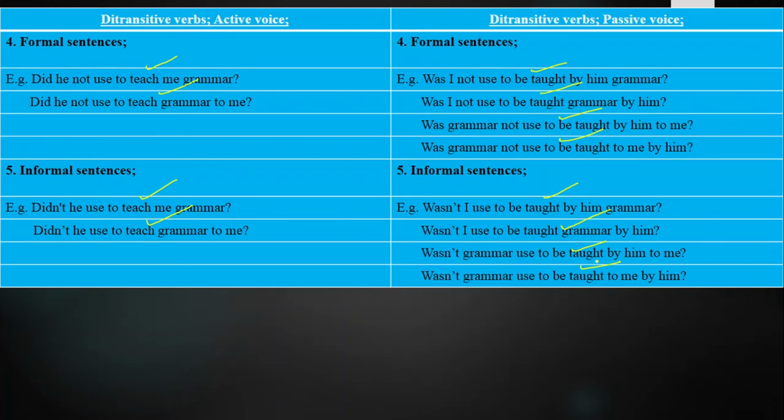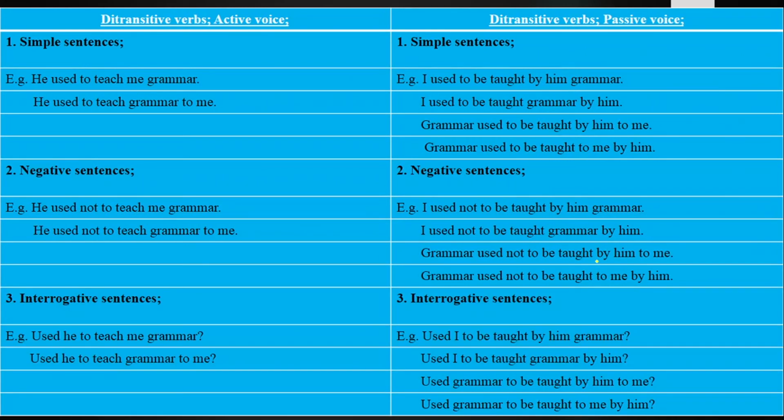Now we will make the sentences of used to as a modal auxiliary verb, and if it is a modal auxiliary verb, I prefer this structure of sentence to be written. Like we have got the simple sentences of modal auxiliary verb used to. He used to teach me grammar. He used to teach grammar to me. I used to be taught by him grammar. I used to be taught grammar by him. Grammar used to be taught by him to me. Grammar used to be taught to me by him.